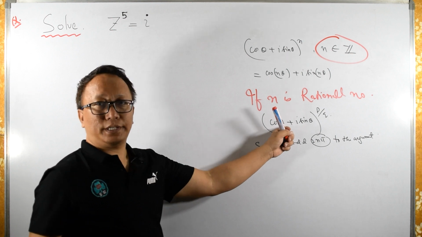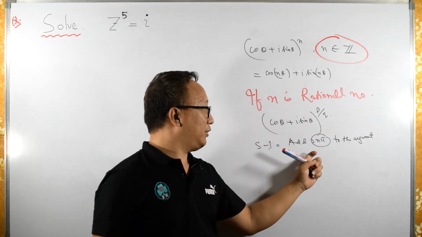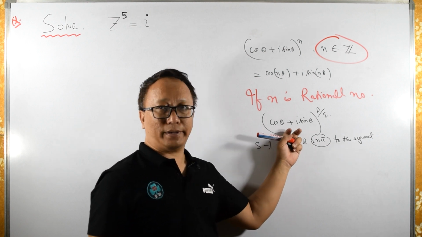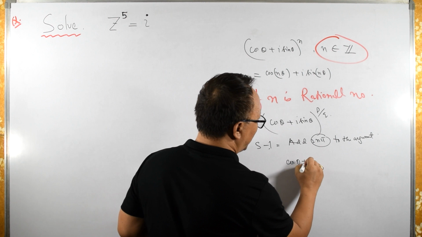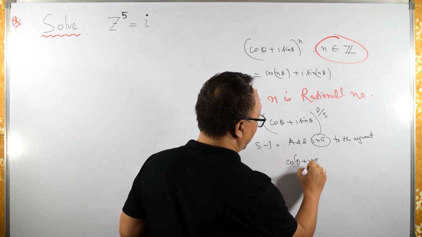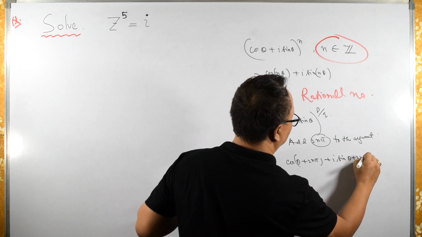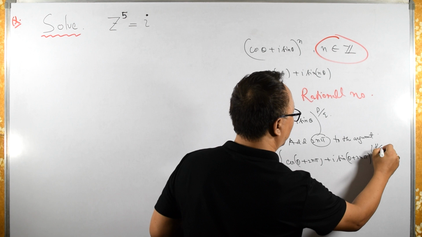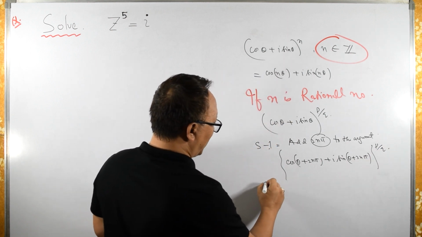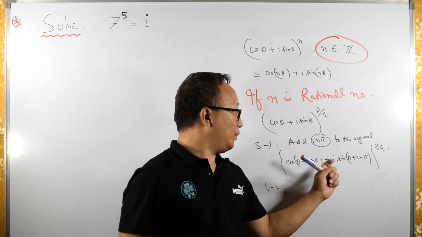Here the argument is θ. In this θ, you have to add 2nπ to the argument. Step 1 says: [cos(θ + 2nπ) + i sin(θ + 2nπ)] raised to p by q. This is the first step. Now the second step is to bring this p by q inside.